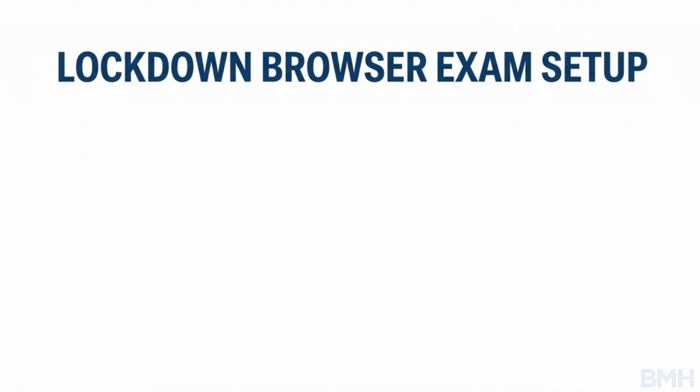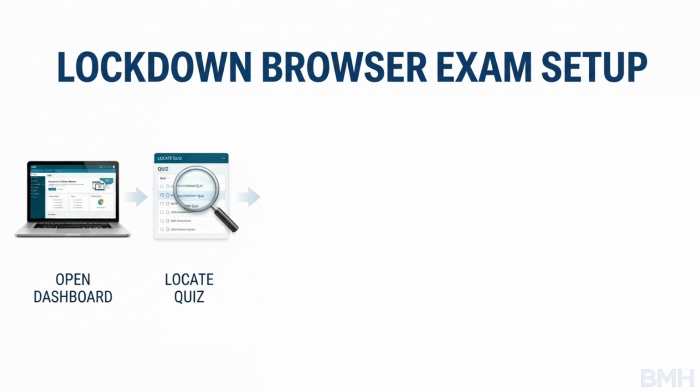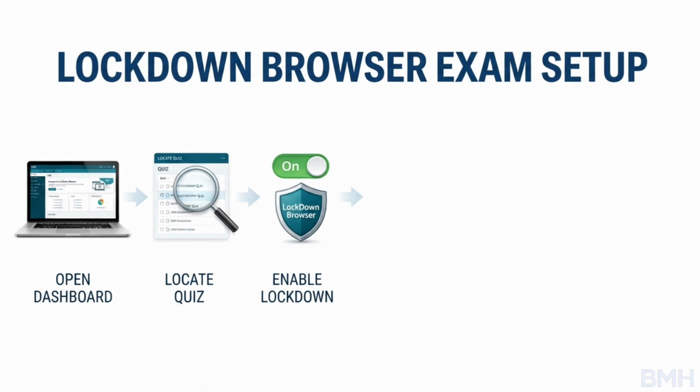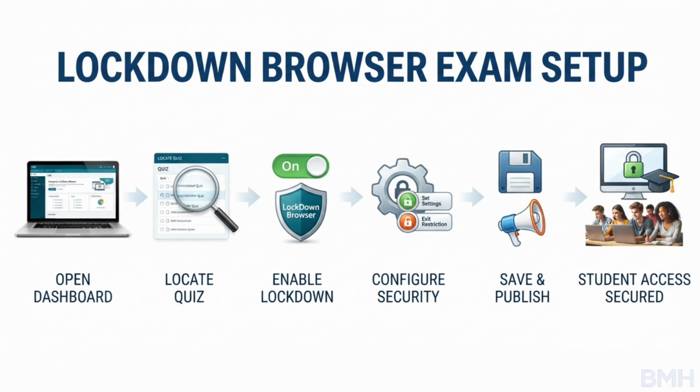Setting up your first lockdown browser exam. Now, after logging into your learning management system, open the Respondus LockDown Browser dashboard and locate the quiz you want to secure. Enable Lockdown Browser for that assessment. Configure the required security options such as exit, restrictions, or passwords if needed. Then save your settings and publish the quiz so students can access it securely.